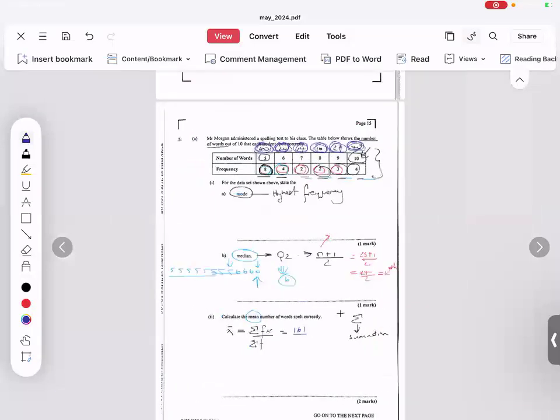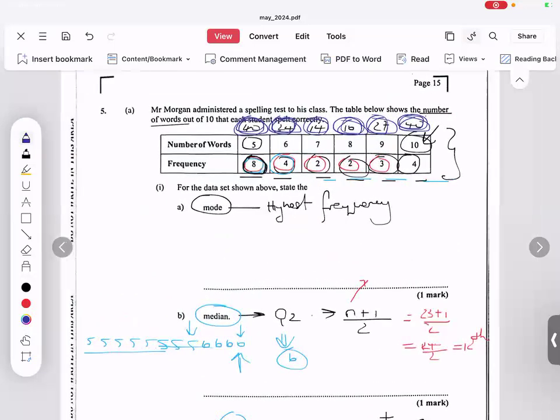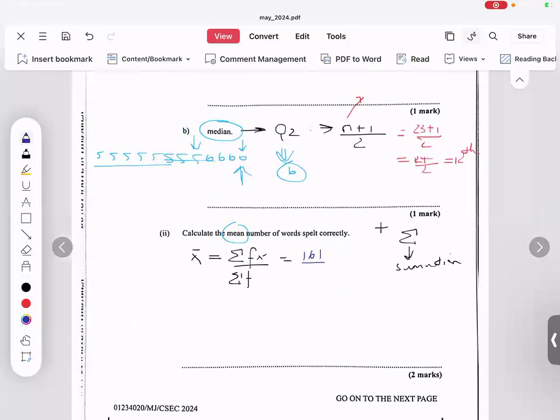But how many persons participated in the spelling contest? If I add up them people that did the answering, 23. Oh, so we did get that from early, 23. So what is 161 divided by 23? 7 point how much? 7. A 7 flat. Okay, yeah, 7 flat. All right, so therefore, 7 words was the average.